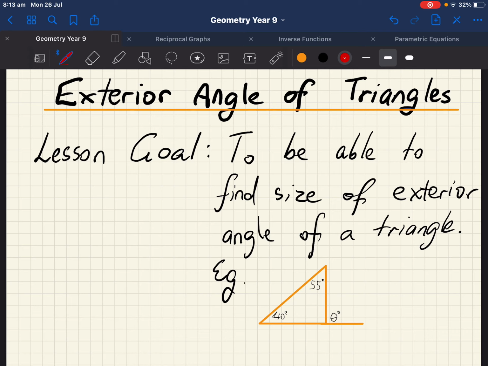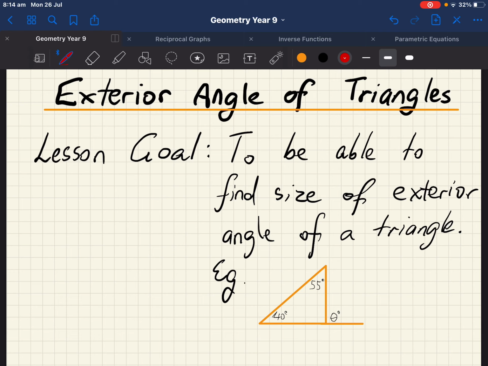So the goal of this lesson is really simple. It's just to be able to find the size of an exterior angle of a triangle. So here's an example of a type of question that you might find in this lesson below. You've got a triangle, one of the sides has been extended, creating this exterior angle, and we need to find the size of it.